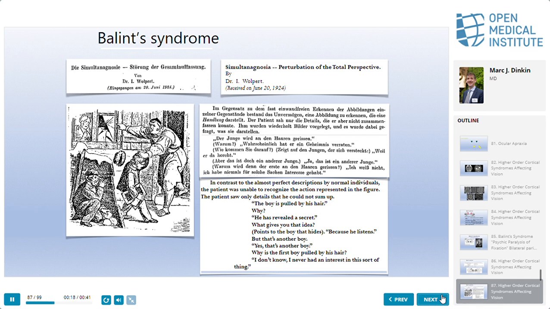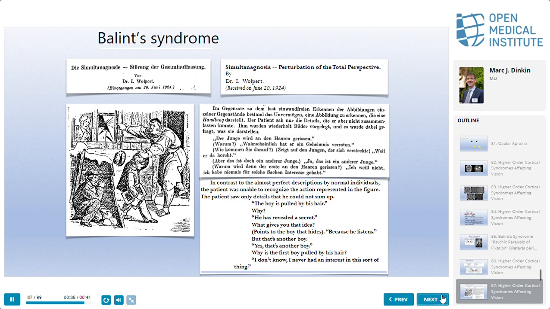The boy is pulled by his hair. Okay, why? He has revealed a secret. Why do you think that? Because he listens. But that's the other boy listening. Yes, that's another boy. Why is the first boy pulled by his hair? I don't know, I never had an interest in this sort of thing. So this guy, he can't put the picture together.